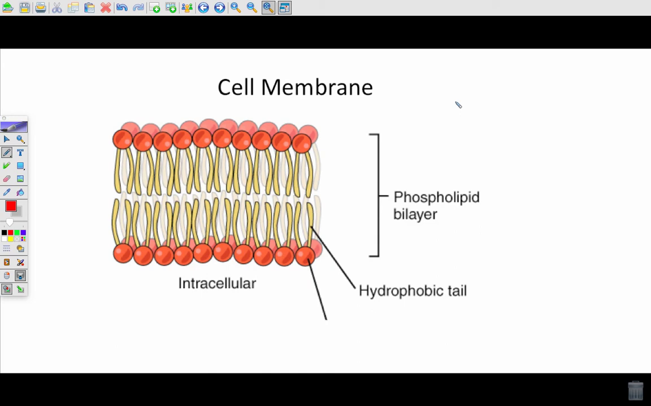A cell membrane. We talked about this in the cell unit. Cell membranes are phospholipid bilayers. So 2 layers of phospholipids. And the layers are created when the heads face the water environments. So there's water inside the cell, which is the intracellular portion, and there's water outside the cell, which we call the extracellular portion. So water inside the cell and water outside the cell.